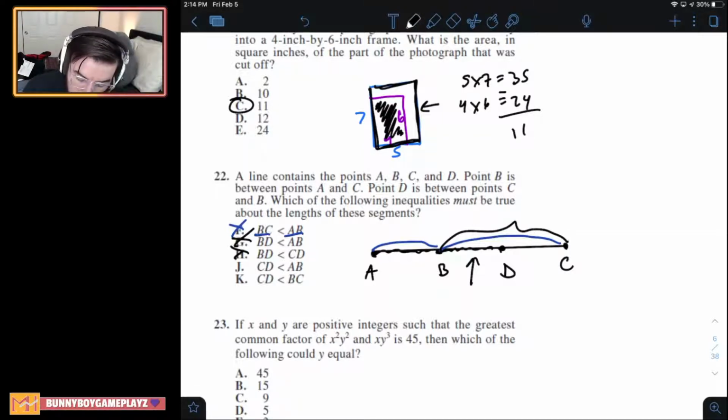What I was just saying is true about the other option. CD is part of BC, right? This has to be smaller than this. The part has to be smaller than the whole. Okay, I think my explanation made sense. It's just that I had a brain fart and said it.